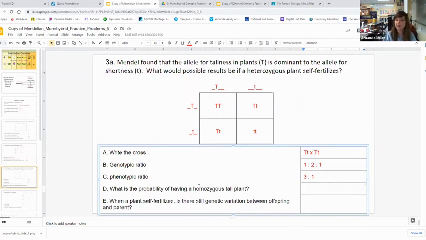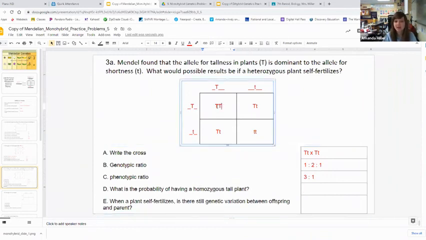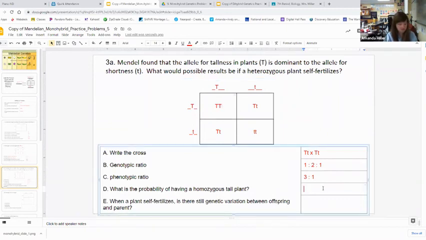Let's do our probabilities. What is the probability of having a homozygous tall plant? Homozygous means same allele. So here we have our homozygous tall plant. 1 out of 4 possible outcomes. So you can write this a couple of ways. You can write it as a fraction, 1 out of 4, or you can write it as a percentage. 1 out of 4 is 25%, or you can write it as a decimal, 0.25.